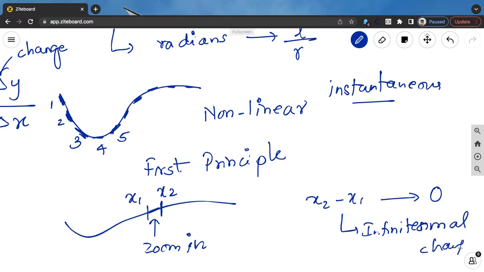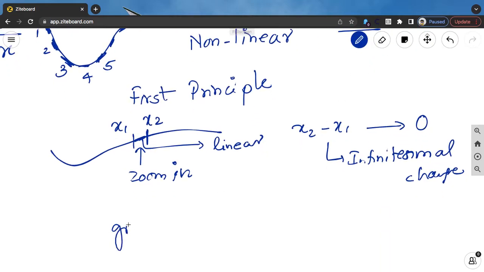And when I zoom in, what I find is this non-linear function appears to be linear within that range of the 2 points. So between x2 and x1, if the difference between them is very, very small, it almost appears like a straight line. And if it is a straight line, then what is the gradient of a straight line? Well, gradient of a straight line is y2 minus y1 upon x2 minus x1. Change in y upon change in x. So I can use the formula for gradient of a line for the gradient of a curve if the 2 points are very, very close to each other.